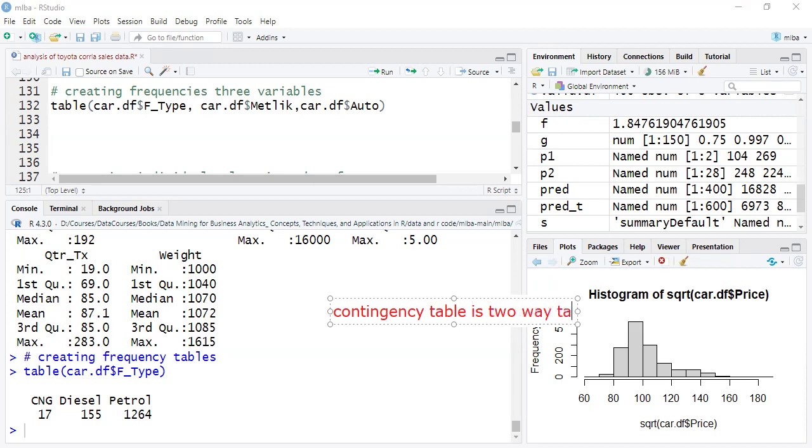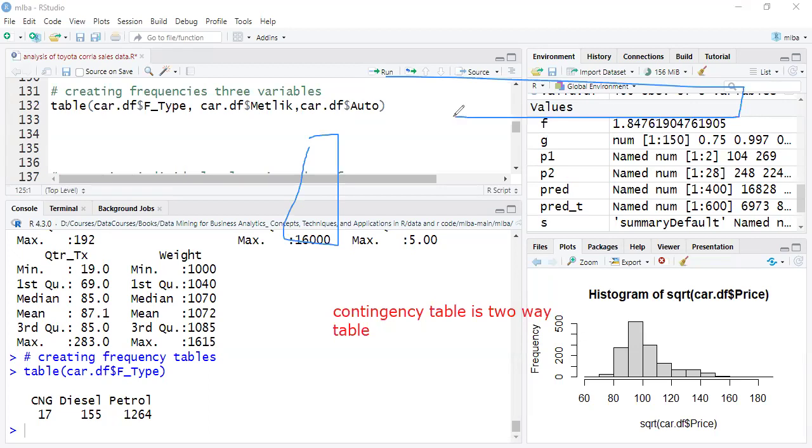Two-way table, in which we have a two-dimensional table with rows as well as columns. It's a matrix structure. So a matrix structure will be displayed by the table command.